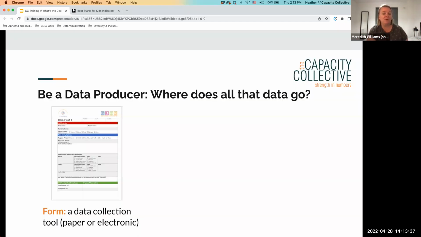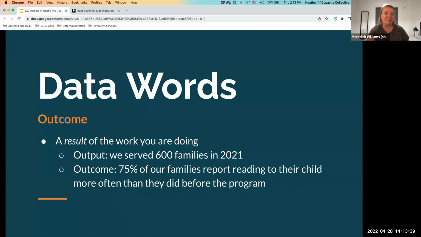What outcomes do your programs measure? Are people willing to share either in chat or unmute? What is an outcome that you measure?